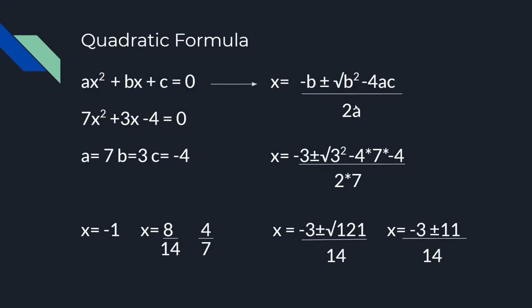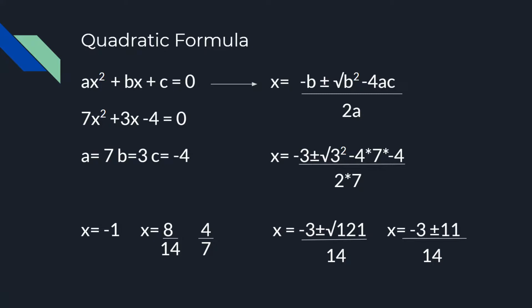So for our first example, we have 7x squared plus 3x minus 4 equals 0. And we're going to want to go ahead and plug this into the quadratic formula. And to make sure that we plug in everything correctly, let's just label everything. So we have a as 7, b as 3, and c as negative 4. After we plug that in, our new equation is negative 3 plus or minus the square root of 3 squared minus 4 times 7 times negative 4, all divided by 2 times 7.